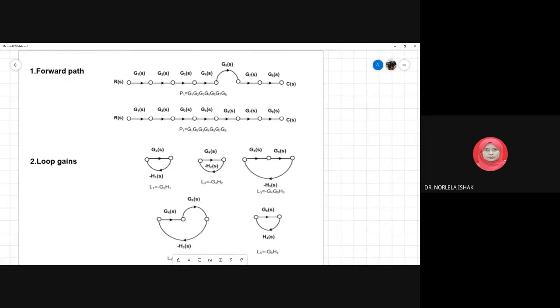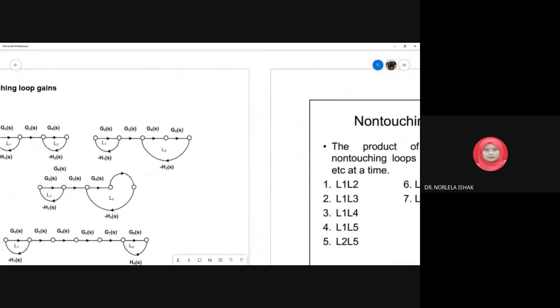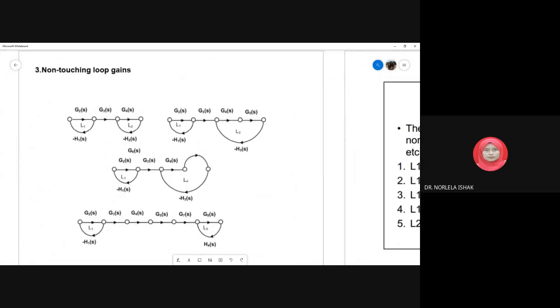Okay, you can see from here how to define the forward parts and how to define the loop gain. Okay, this is I show you the different figure, how to define the loop gain from the complex signal flow graph. Okay, and then from here, the non-touching loop gain. L1 non-touching with L2, L1 non-touching with L3 and so on. Okay, right? This is the step 3. Okay, madam show already the step 3 is you have to define this one, non-touching loop gain.